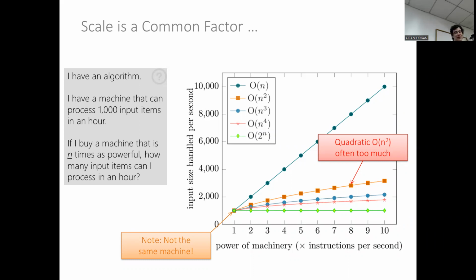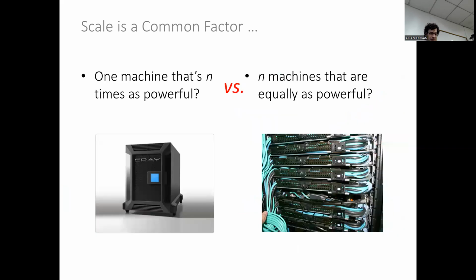Okay, so when dealing with scale, we have to consider what's the cost of the algorithm that we're running. So the question to respond to the question is, what is the algorithm, right? What kind of algorithm are we running? Another question, is it better to have one machine that's n times as powerful, or is it better to have n machines that are equally as powerful? N machines? Why n machines, or why one machine? Sometimes we use one machine. Sometimes we use n machines. Where do we use one machine?